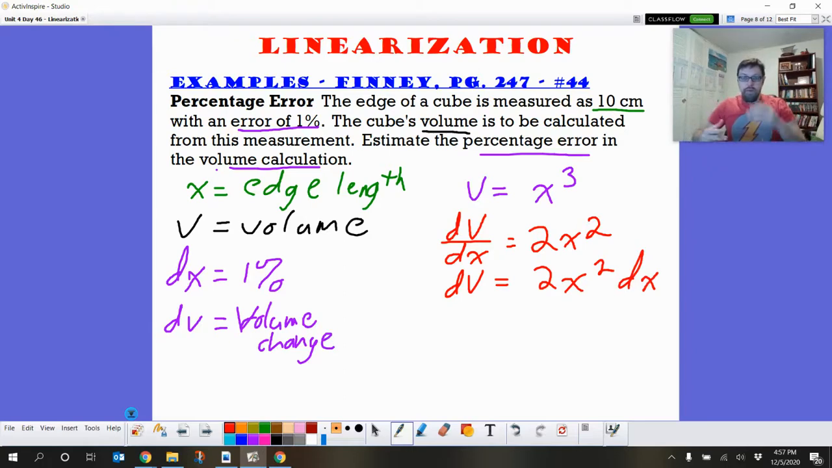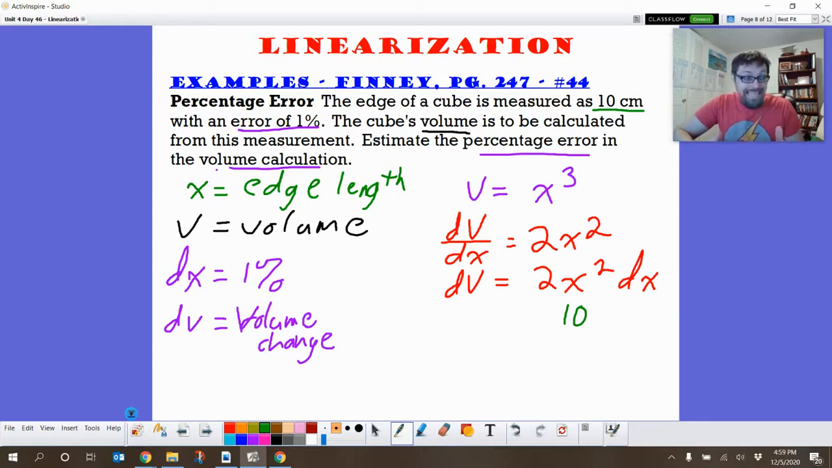So the thing I really wanted to figure out is what's going on with the change in our volume because of the error in the change in our edge. So we didn't want dV and dx together. We wanted to separate those two variables from each other. Now we can start putting in these numbers. We can put in 10 for our edge length, and then we also want to put in our error of the edge.